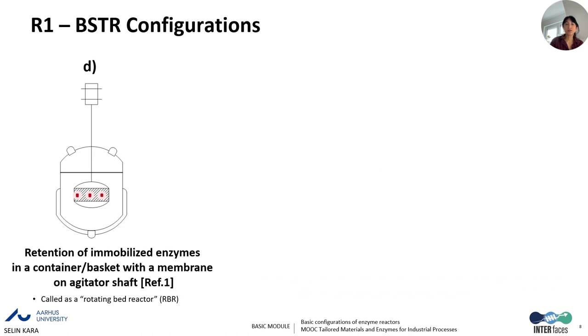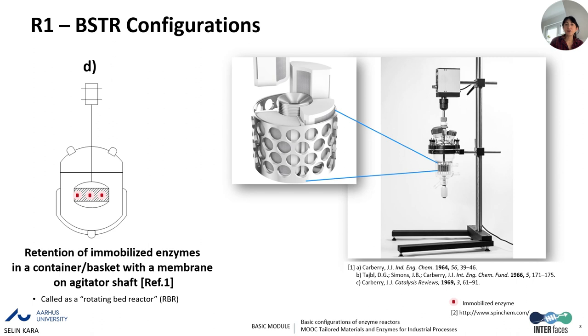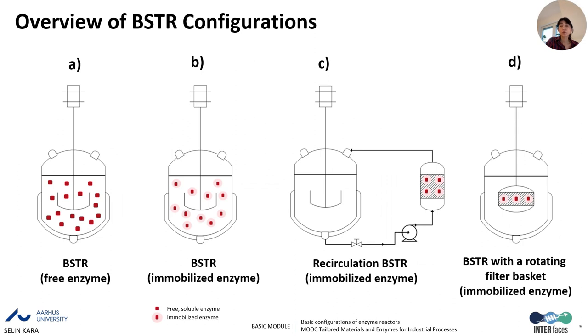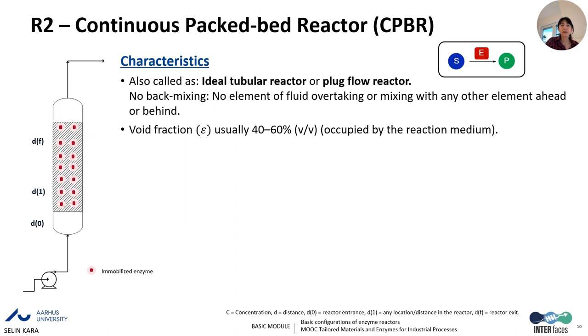Another configuration possibility would be to pack the immobilized enzyme in a basket, and this basket is connected to a mixer. I'm showing here a picture that we took from our collaboration partner within the Interfaces project, the SpinChem company. This is the rotating bed reactor and this basket, which is used for packing the immobilized enzyme. Overall, I introduced four different configurations for a BSTR, the batch-wise operated stirred tank reactor, while using immobilized enzyme or free enzyme. The second ideal reactor is the continuously operated packed bed reactor, CPBR.